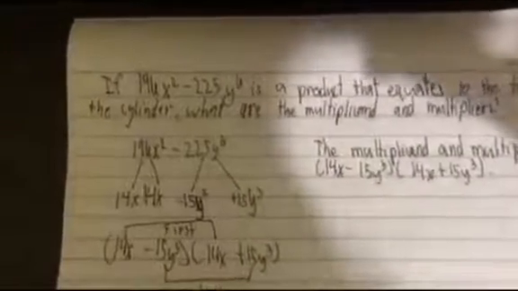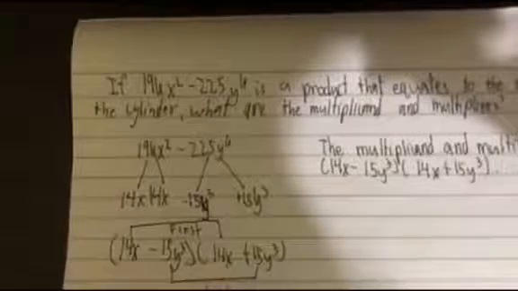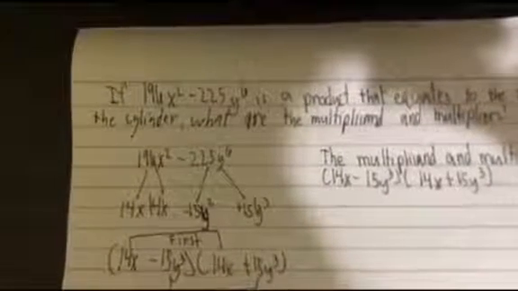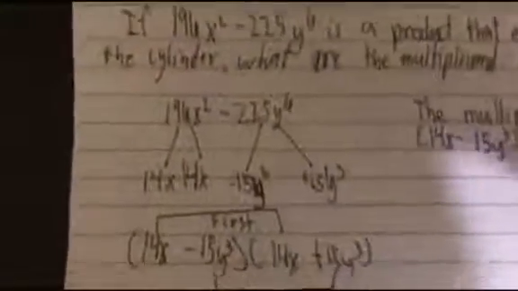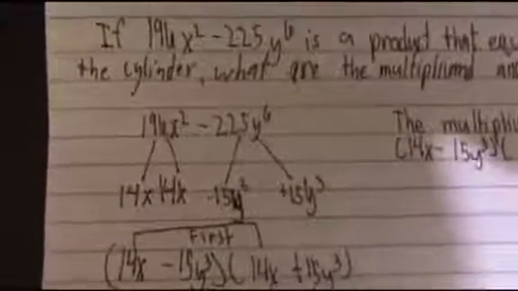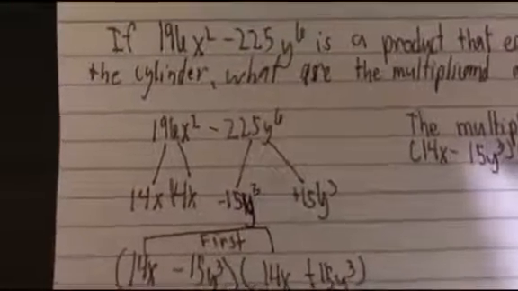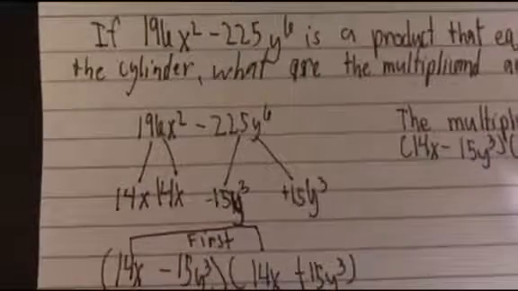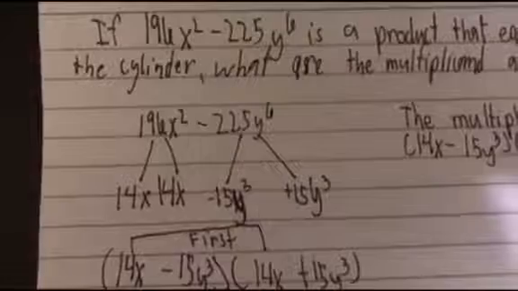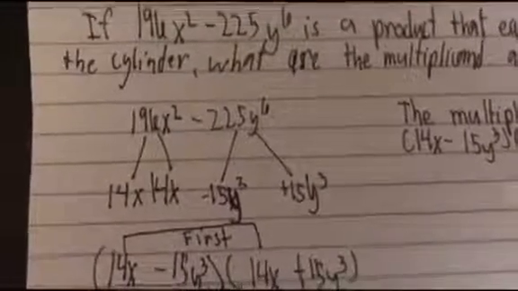If 196x squared minus 225y^6, or y raised to the power of 6, is a product that equates to the total diameter of the cylinder, what are the multiplicand and multiplier used? First, you get the product. It's 196x squared minus 225y raised to the power of 6.